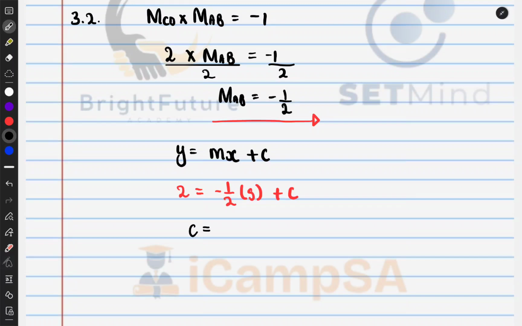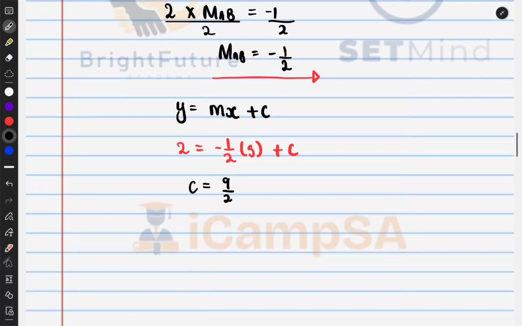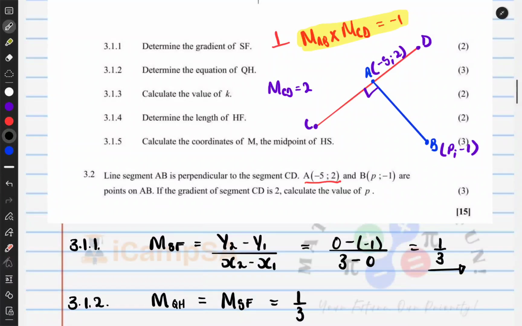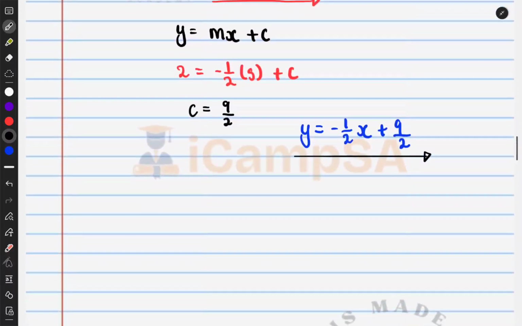Therefore, c is equal to 9 over 2, which will now make the equation for the straight line AB, y is equal to mx plus c, become y is equal to -1 over 2 x plus 9 over 2. That's the equation of the line AB. Now, we have another coordinate, B, that lies on that line, with coordinates P and -1: P for x and -1 for y.